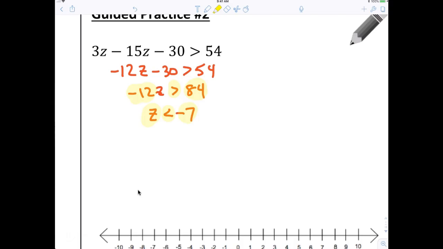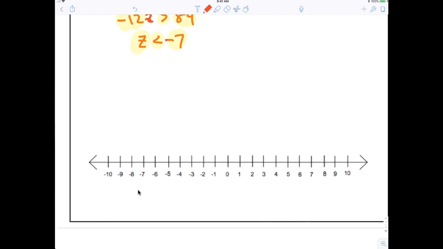All right? Now let's go graph. So now I'm going to -7. Open circle. It's an open. Do we include -7? No. -7 is not less than -7. Connor, are you with me? Now, less than. This is how I want it. Just like that. Interval notation.